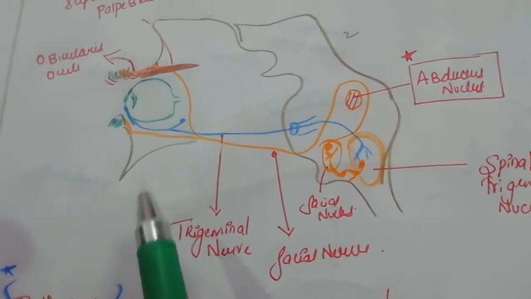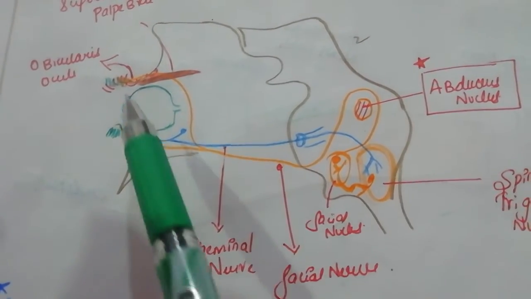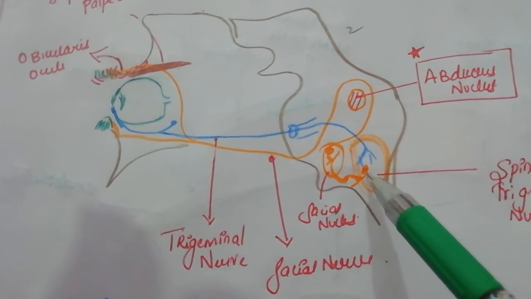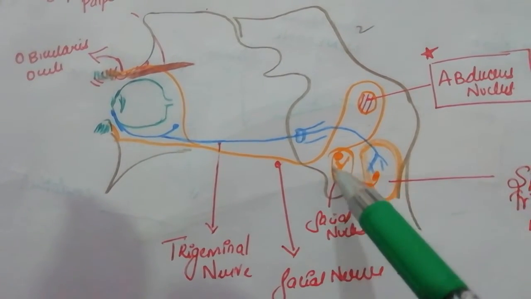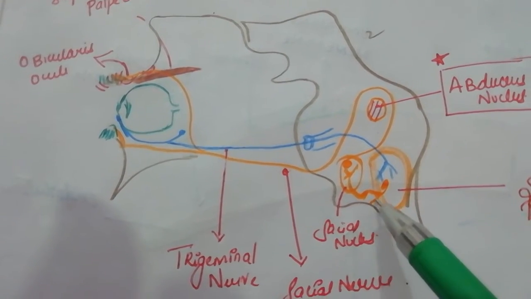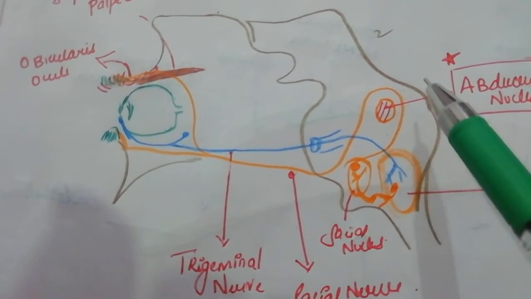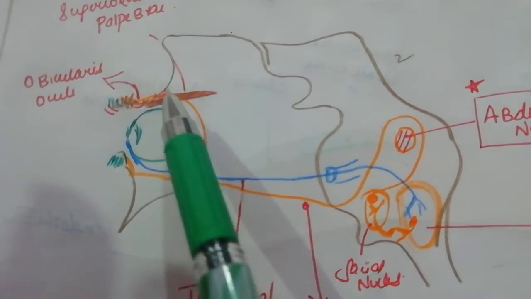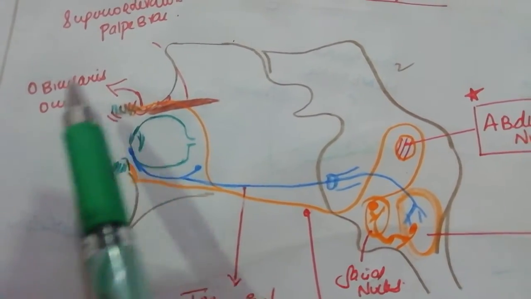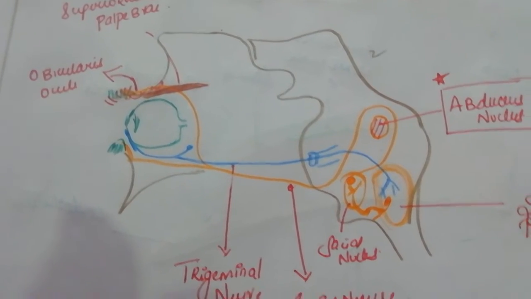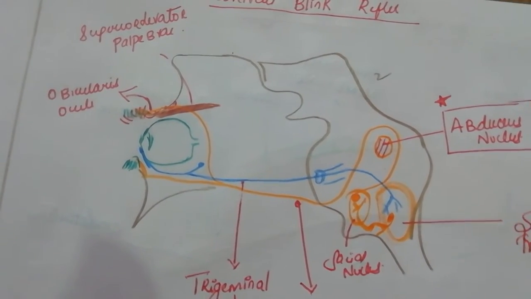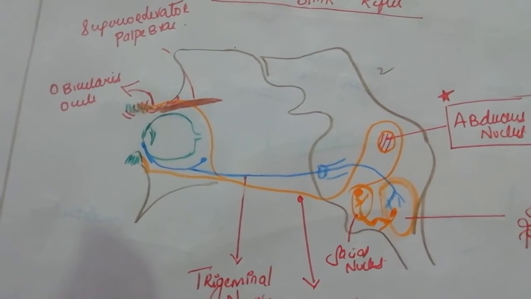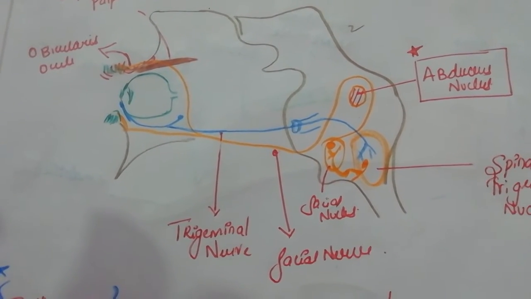So the signals reach the spinal trigeminal nucleus. From there, this is the facial nucleus, and this is the facial nerve, which goes and supplies the muscle known as the orbicularis oculi. So the afferent pathway is the trigeminal nerve and the efferent pathway is the seventh nerve.